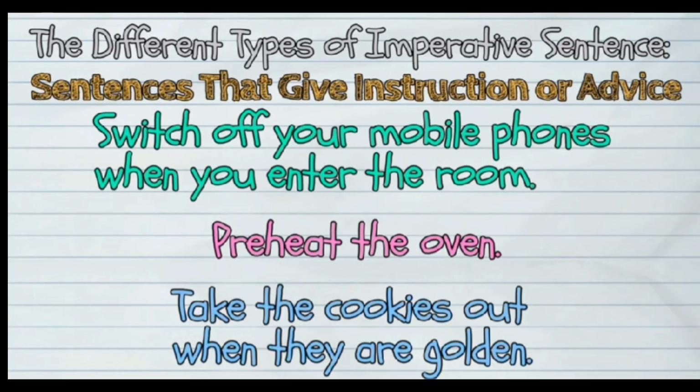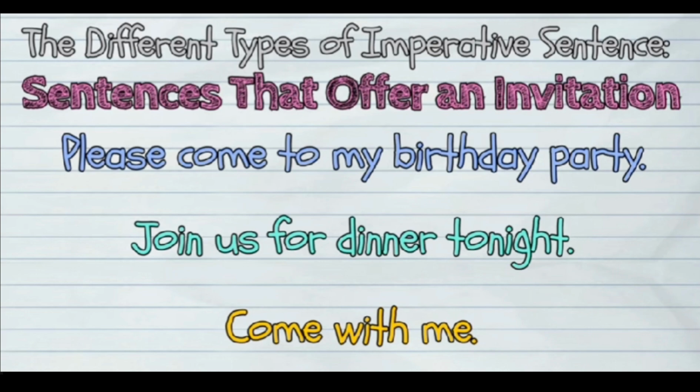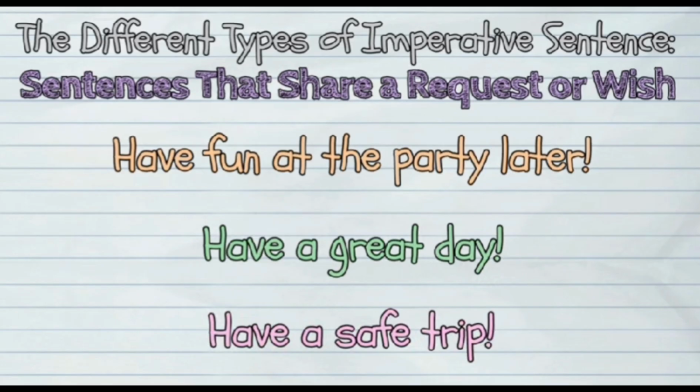The first one is the sentences that give instruction or advice. For examples, "Switch off your mobile phones when you enter the room." "Preheat the oven. Take the cookies out when they are golden." The second one is the sentences that offer an invitation. For examples, "Please come to my birthday party." "Join us for dinner tonight." "Come with me." Third is the sentences that share a request or wish. For example, "Have fun at the party later." "Have a great day." "Have a safe trip."